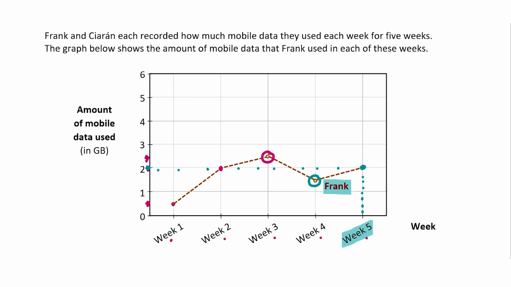So in week 1, Frank used 0.5 gigabytes. So 0.5 plus 2 gigabytes is 2.5 gigabytes. So this is Kieran. In week 2, Frank is after using 2, so Kieran must be after using 4. We're going to add 2 onto it. In week 3, Frank is after using 2.5, so Kieran must be after using 4.5. Again, we're just adding 2 onto what Frank is after using. In week 4, Frank is after using 1.5, so Kieran must be after using 3.5. And in week 5, Frank is after using 2, so Kieran must be after using 4.